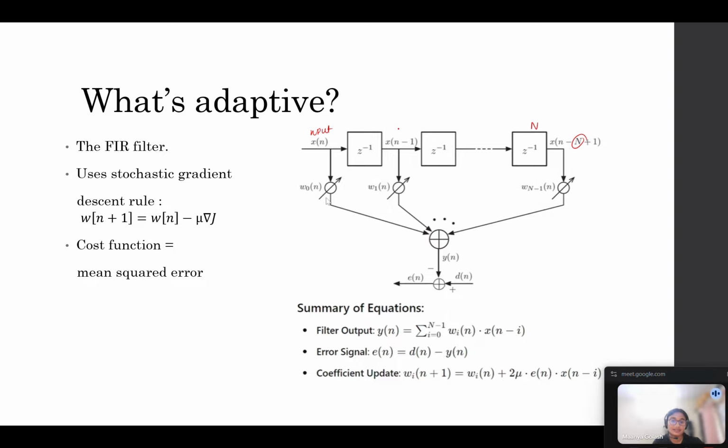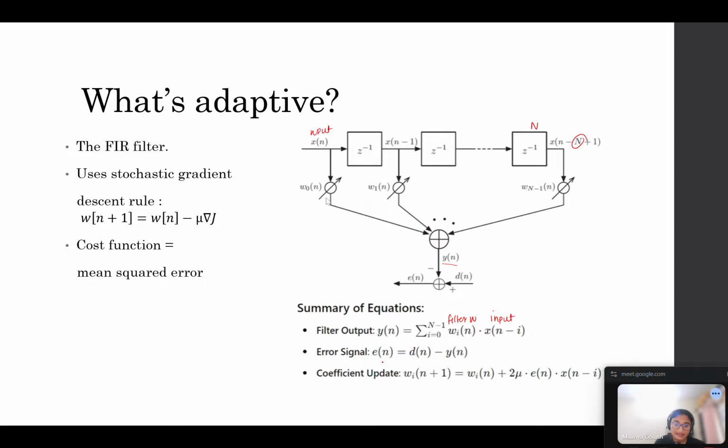And then the input multiplied by the filter weight generates a summing output, which is y of n. Now when we do this LMS algorithm, we assume that we have a copy of the desired signal. That same desired signal subtracted by the filter output generates the error signal, which is fed back into the input. Now if you can see here, the filter output is essentially a convolution between the input signal and the filter weights.